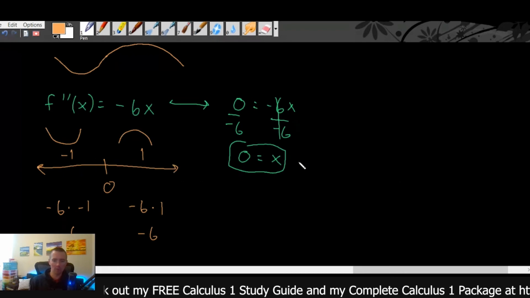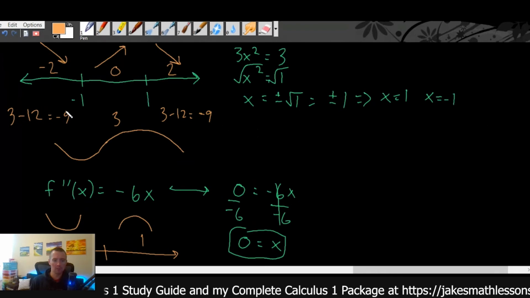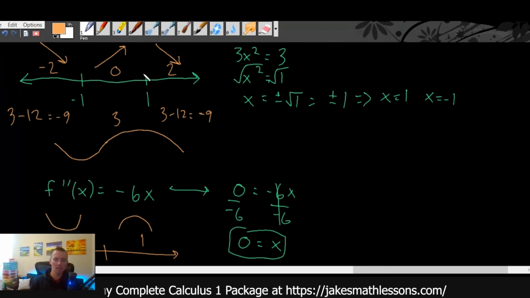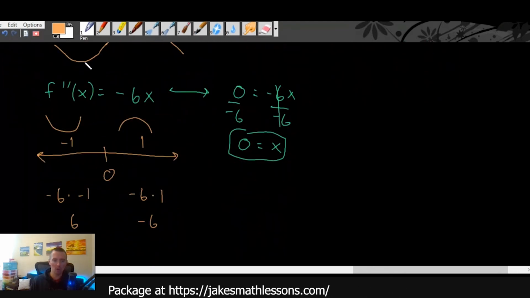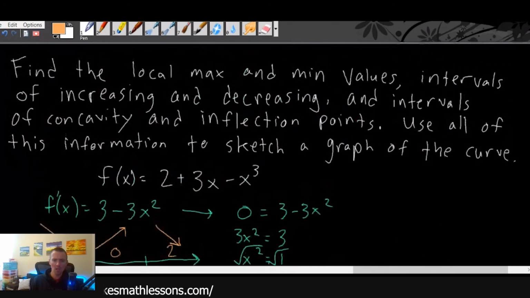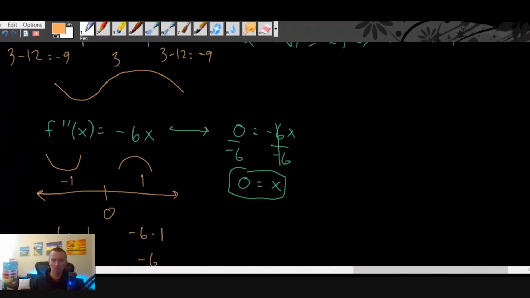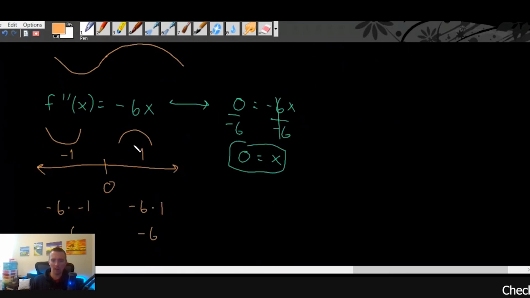So basically our function is going to be decreasing from -infinity to -1, increasing from -1 to 1, and decreasing from 1 to infinity. And the point where it switches from curving upward to curving downward is right at x equals 0. So if we now want to sketch a graph of this function, we could combine the information we gathered about our slope plus the information we gathered about our concavity.